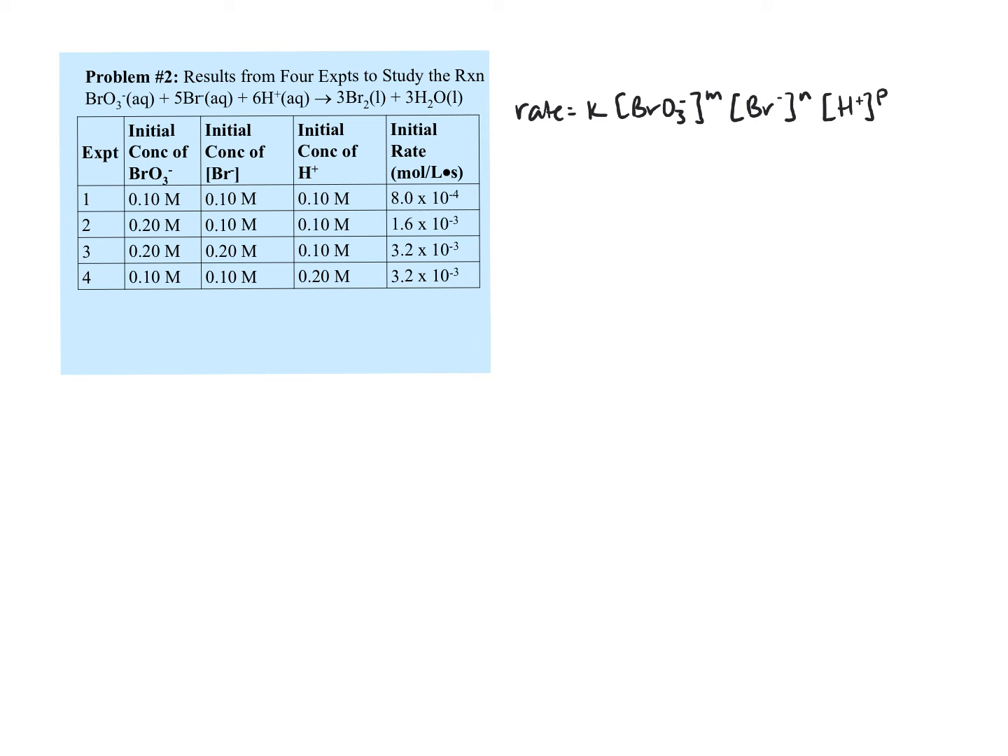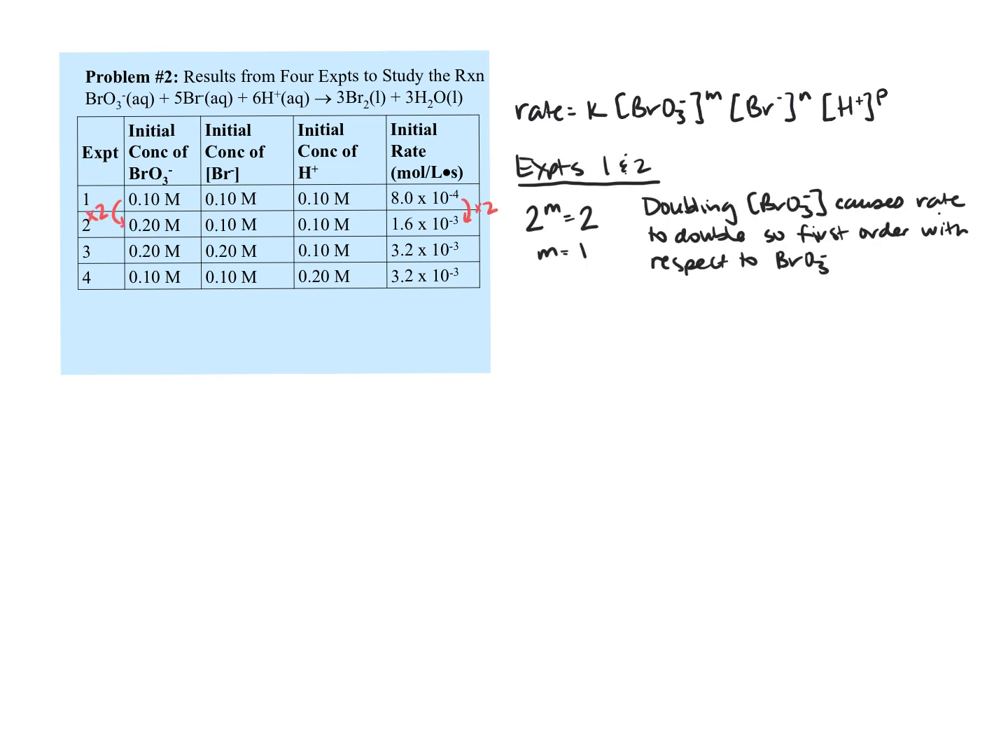Okay, so let's find out what M is first. I'm going to let you pick the two experiments and compare the rate of reaction. Let's pause the video at this point. Okay, so check your work, and you should have gotten an exponent of 1 using experiments 1 and 2. You would say doubling the bromate concentration causes the rate to double, so it's first order with respect to the bromate ion.